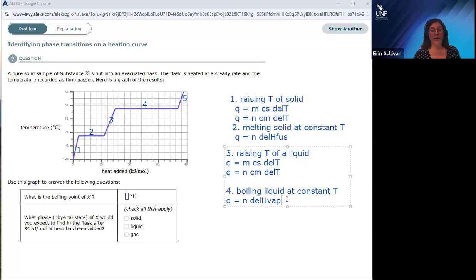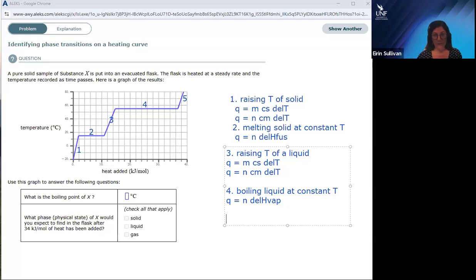Interesting thing to note, line 4 is much longer than line 2. You have to add more heat to boil a liquid than you do to melt a solid. Think about the difference in density between solid and liquid, liquid and gas, right? Gases are way less dense, have far more degrees of freedom than a liquid. So the energy difference between the gaseous and liquid phase is much bigger than between the liquid and solid phase. Therefore, line 4 is much longer. It literally takes more energy to boil a liquid than it does to melt a solid.